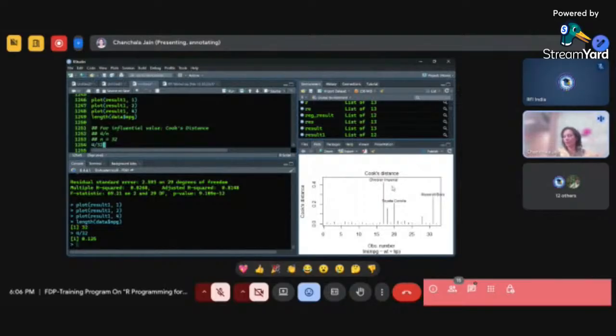Chrysler Imperial, right? Toyota Corolla, then Maserati Bora. These are the 3 models of the cars. These are the influential values in my model. So if I drop these 3 rows of data, maybe I will get a better Cook's distance, which is acceptable for me. I think now it is clear, or do I need to repeat again?